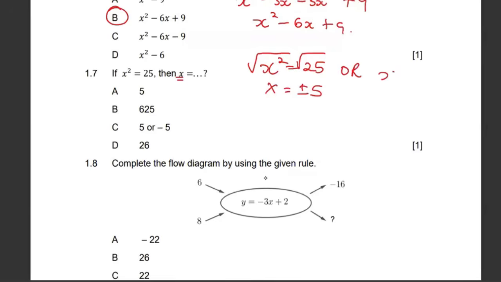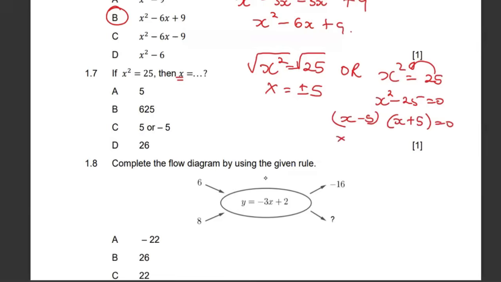Alternatively, if you use the difference of 2 squares, we move the 25 that side. It's going to be x squared minus 25 is equal to 0. And then factorize that, x minus 5, then x plus 5. And then we solve this. x is 5, or it's -5. So C is the best answer.